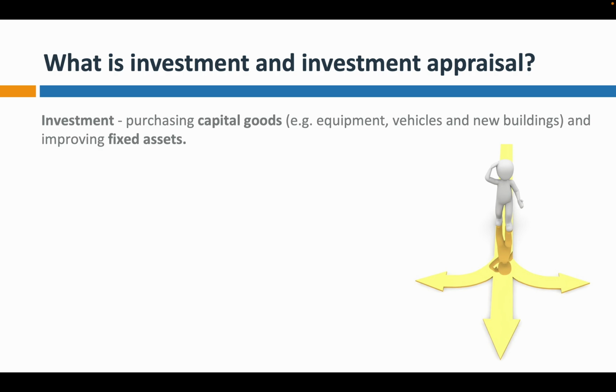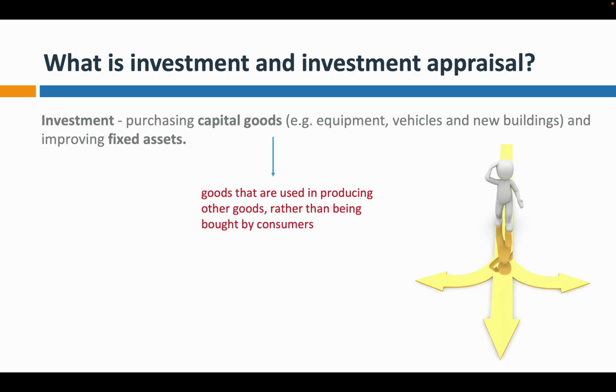And if you break down the definition of these bold terms, then capital goods are defined as the goods that are used in producing other goods, hinting that those are the machines that are used by businesses in order to produce other goods. So they're not going to be bought by consumers. They're not consumer goods. And the definition of fixed assets is any asset that is going to be kept and used for longer than 1 year.